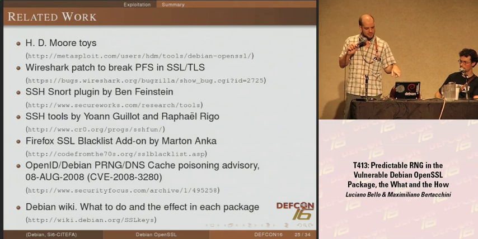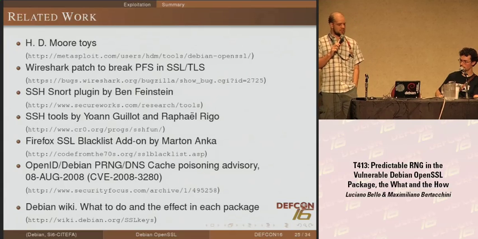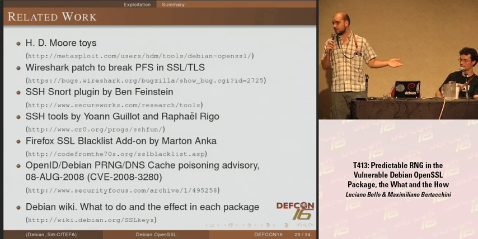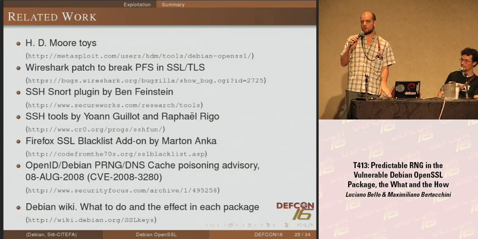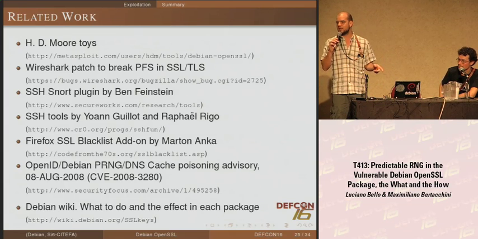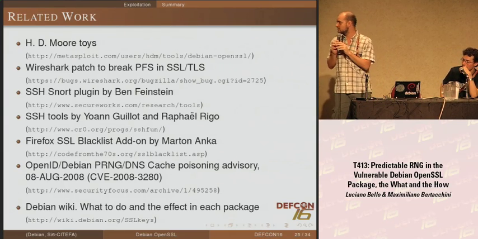The OpenID Debian PRNG DNS Cache Poisoning Advisory is from yesterday. I mean, tomorrow, I think we get drunk, but we found this and we decided to put it in anyway.